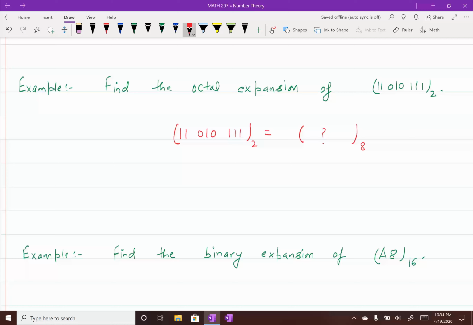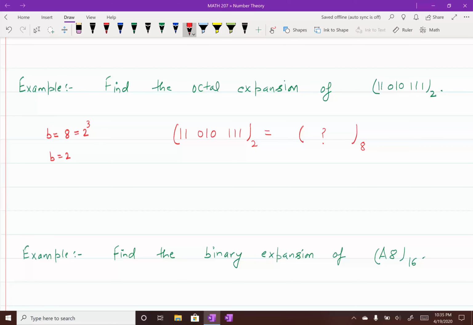Another way is to convert it directly by using the base value of the binary expansion and the base value of the octal expansion. We know that for the octal expansion the base is 8, and for binary the base is 2. But the octal base 8 can be written as 2 to the power 3. That means if you combine 3 digits together in your binary expansion, you can get the octal expansion from there.